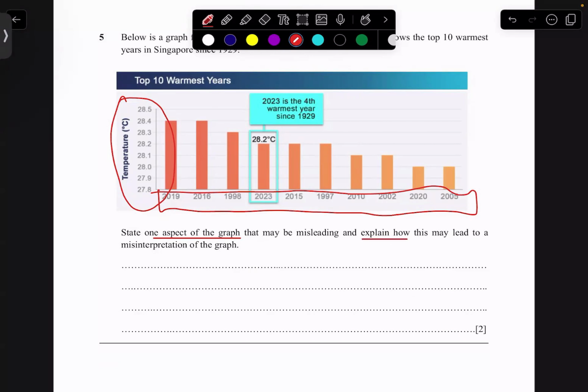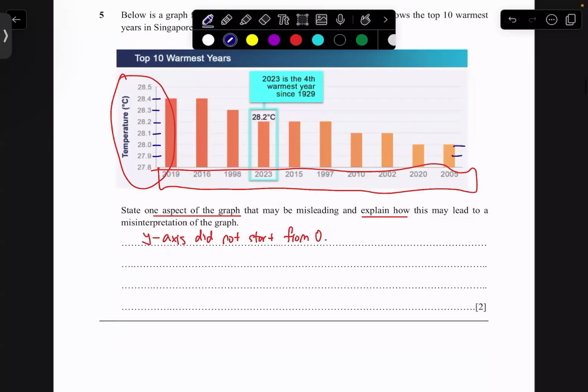When you have an explain question in mathematics, either you use numbers or you write words to prove it. For this question, I will say the y-axis did not start from 0. Why is this misleading? Because if you compare the data by the unit blocks, 1, 2, 3, 4, 5, 6, this is 6 unit blocks, and this is 1, 2.